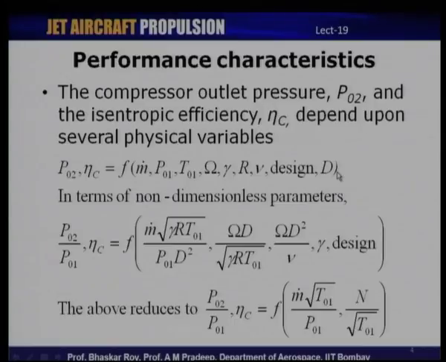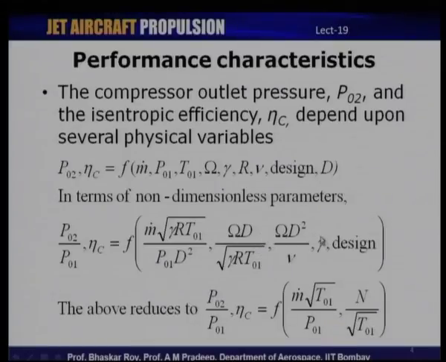If we were to carry out a dimensional analysis, then we can reduce this set of variables to a set of non-dimensional parameters: the pressure ratio P02 by P01 and efficiency as functions of the non-dimensionalized mass flow rate, m dot into square root of gamma R T01 divided by P01 d square, omega d by square root of gamma R T01, omega d square by nu, gamma and design. This reduces to what is written here, that is, pressure ratio and efficiency can be expressed as functions of m dot into root T01 by P01 and N by root T01.